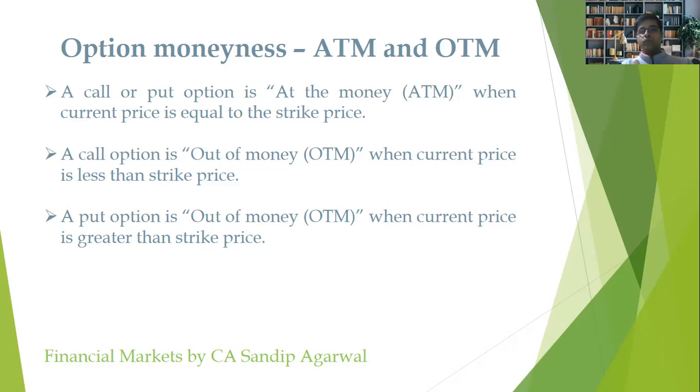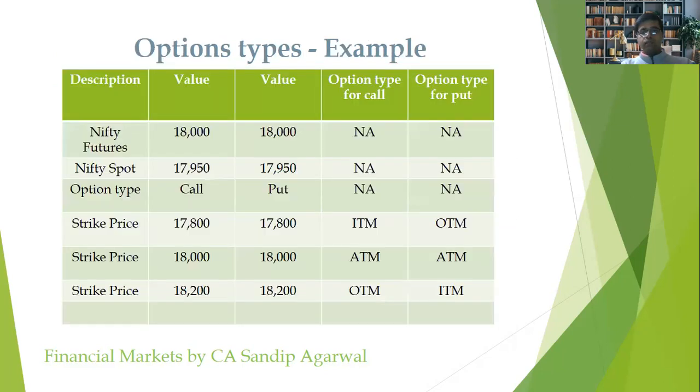18,200 strike price put option will be called an in the money put option, and 17,800 strike price put option will be called out of the money. Now we have summarized all these slides in a table in the next slide. So see, we just referred to the first column in this slide.